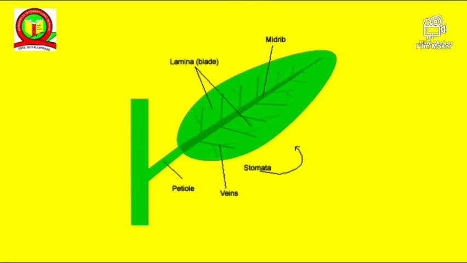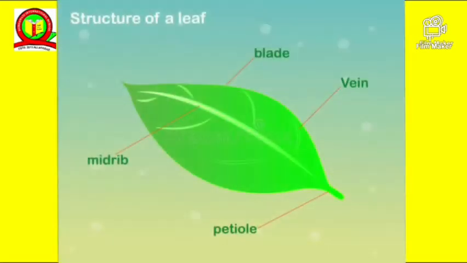Look carefully, you would find patterns of lines on the lamina. These lines on the lamina of the leaf are called the veins. Observe carefully. There is this thickest vein in the middle of the leaf. It is called the midrib.